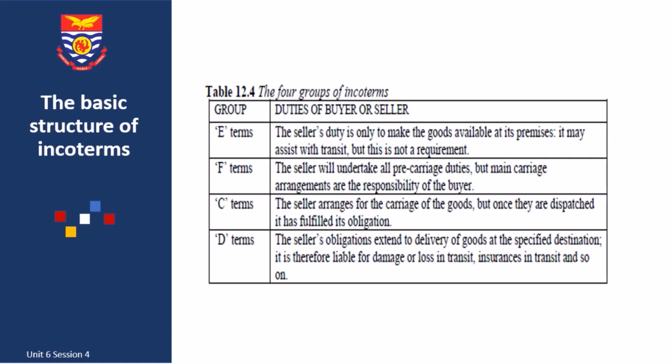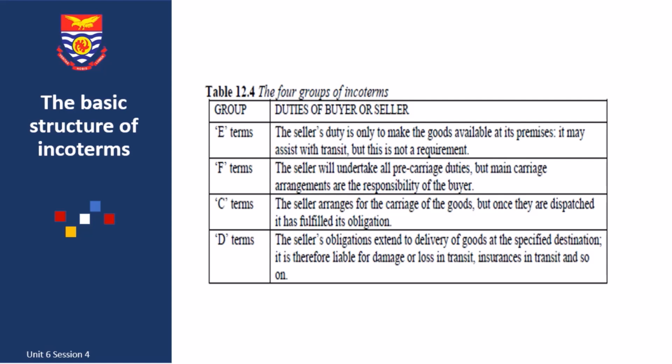With the F terms, the seller will undertake all pre-carriage duties, but main carriage arrangements are the responsibility of the buyer. With the C terms, the sellers arrange for the carriage of the goods, but once they are dispatched, the seller has fulfilled its obligations. So once I get the goods to probably the shipping unit, the airlines or the sea cargo transit people, I've discharged my duties.